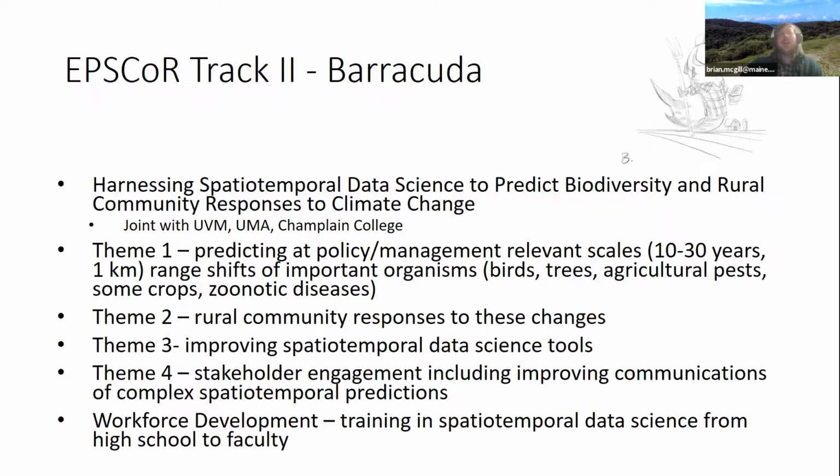So last slide here, just want to tell you about a current project that's going on. I'm the PI on it, but it's one of these EPSCoR Track 2. So it's got the University of Vermont and UMaine Augusta as part of it. We've ended up calling it Barracuda, even though the acronym doesn't work out perfectly, but it's basically biodiversity in rural communities, responding and adapting to climate change using data analysis. That was part of the call, is there had to be a strong data analysis component.